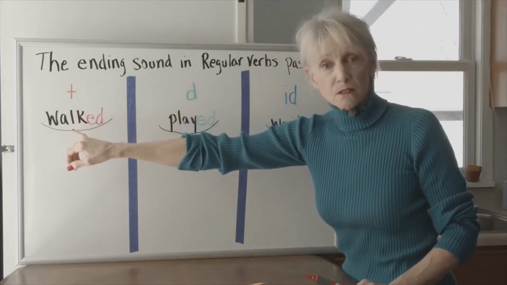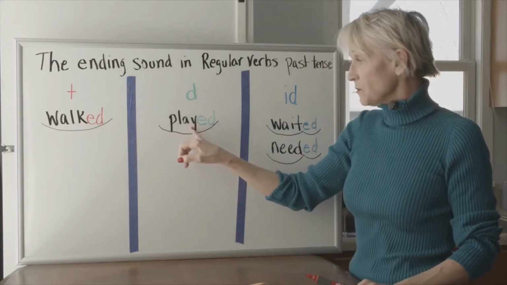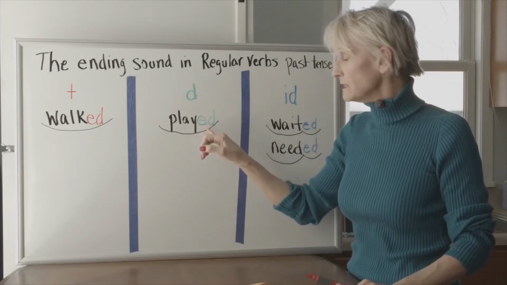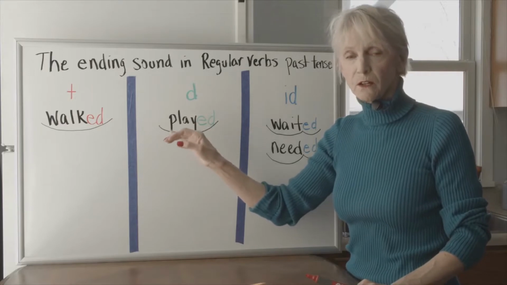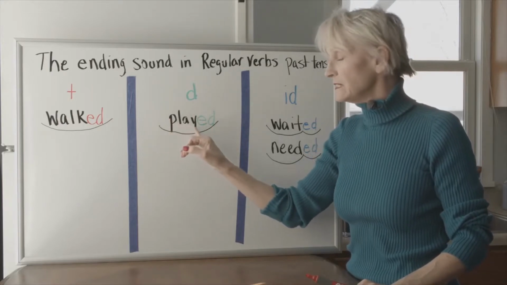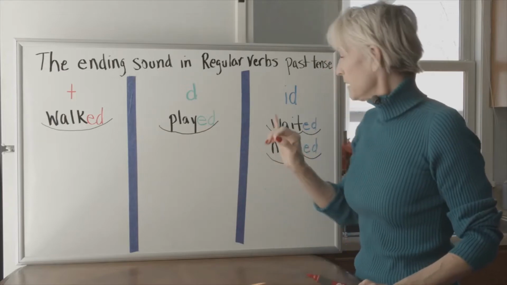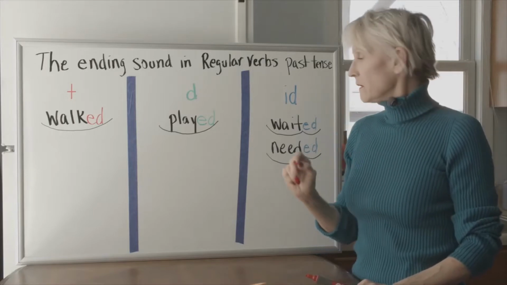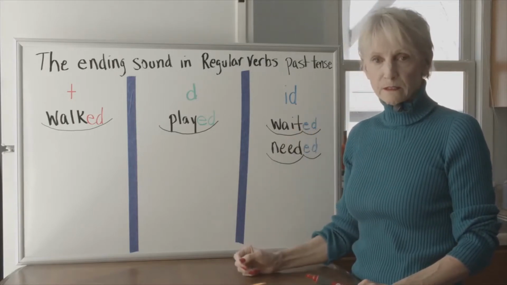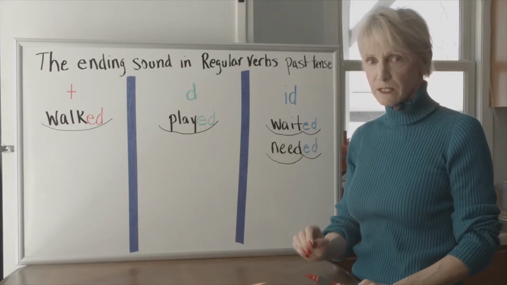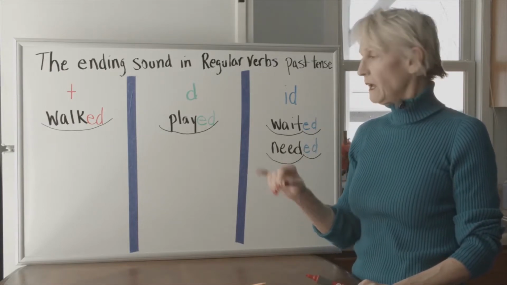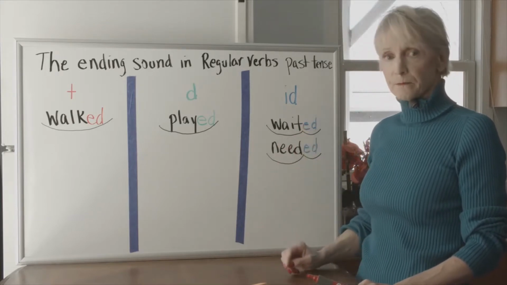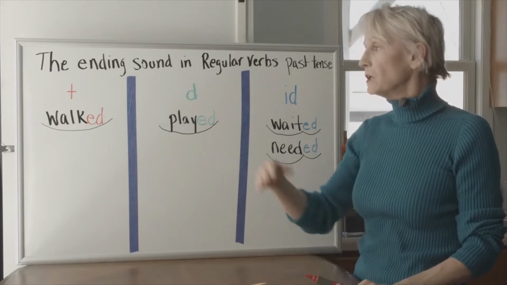So if you say walked, this has no vibration. Played. You feel vibration in the D. Played. In this one, your throat actually closes when you finish the word. Wait. You've finished blowing the T sound or the D sound. Need. And then you need to open your mouth up again to make the ending syllable. Waited. That's the rule. You don't have to memorize the rule, but it's good to practice.